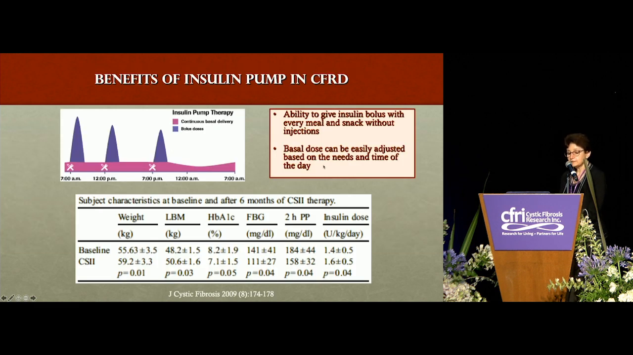So what are the benefits of an insulin pump? It's able to give insulin boluses before each meal. You don't have to take a shot. You just need to press the button. You can take snacks more easily with each meal. Sometimes patients who are really diligent about their insulin injections would say, oh, do I really want this snack because now I have to go and get my insulin and take a shot? So here you don't have to do it. You just press the button and the insulin gets delivered.